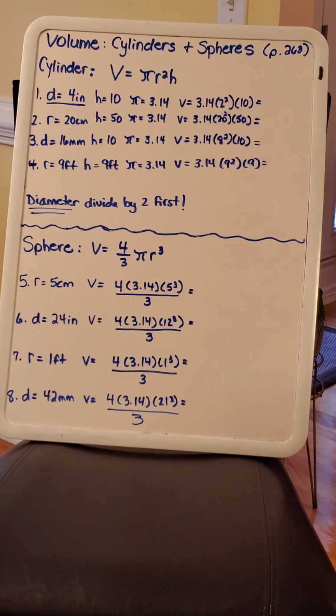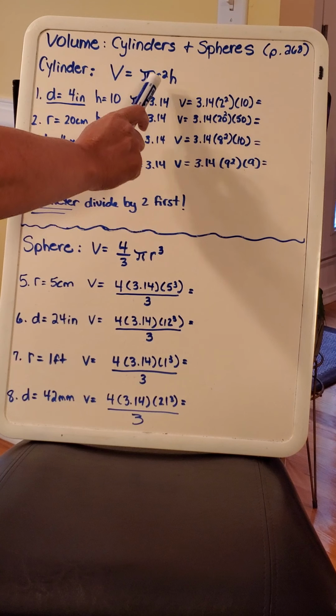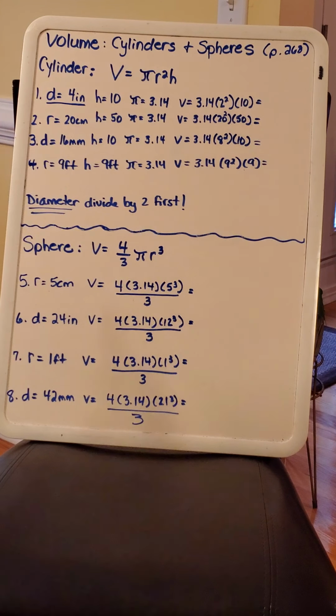When we see the sphere and we see it's a round object, we think, oh, that's easy, but it actually has more work to it. The formula for volume for the cylinder is pi times radius squared times height. Okay, so it's all multiplying for the cylinder, but you need to be sure to square your radius.